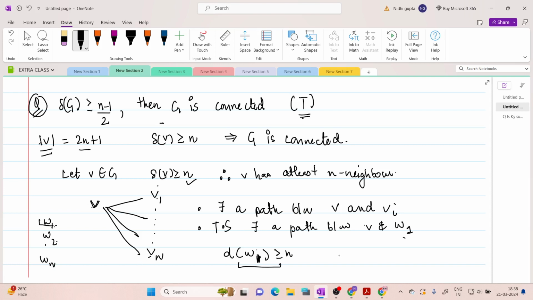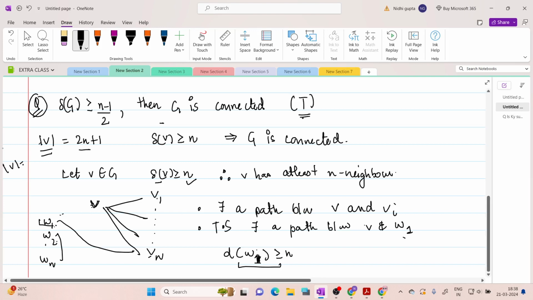The minimum degree means the degree of W1 is greater than or equal to n. Yes. And these are n minus 1 vertices, W2 to Wn. W1 and V are not adjacent. Therefore, W1 has to be connected to some Vi. Therefore, we see that there is a path. And if the order is equal to 2n, then a similar proof works.